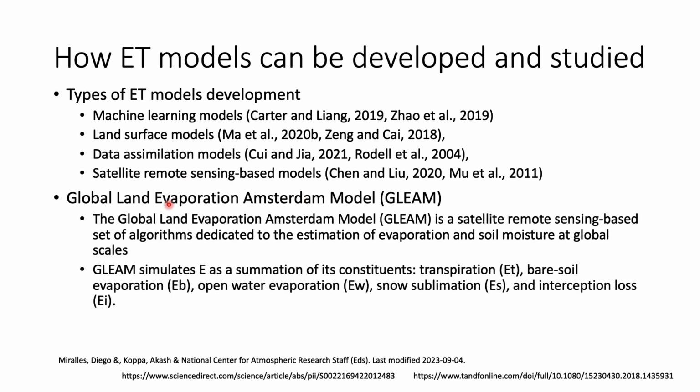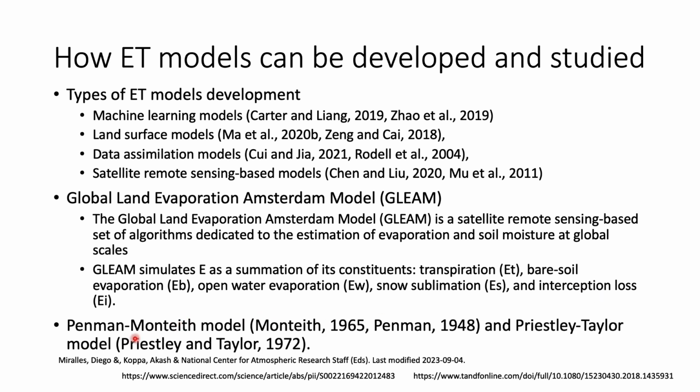The next one is the Global Land Evaporation Amsterdam Model, GLEAM. This is basically a satellite remote sensing based set of algorithms dedicated to the estimation of evaporation and soil moisture at the global scale, and GLEAM simulates E as a summation of its constituents. That means transpiration, bare soil evaporation, open water evaporation, snow sublimation, and interception loss. Then there is the Penman-Monteith model, and there is also the Priestley-Taylor model. These are other models which are used to calculate the evapotranspiration.